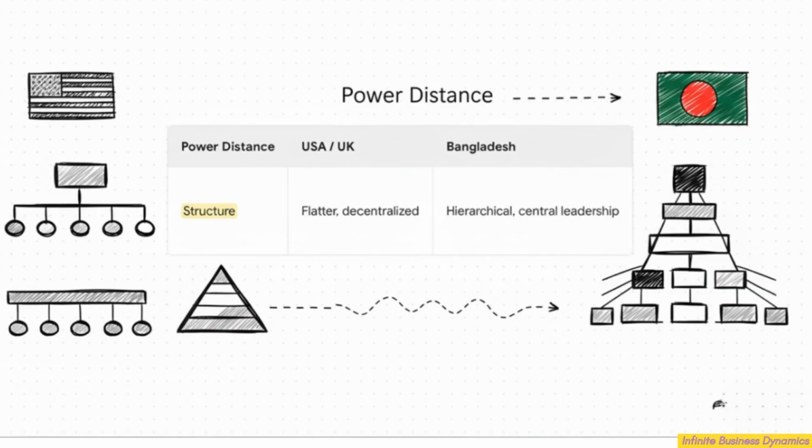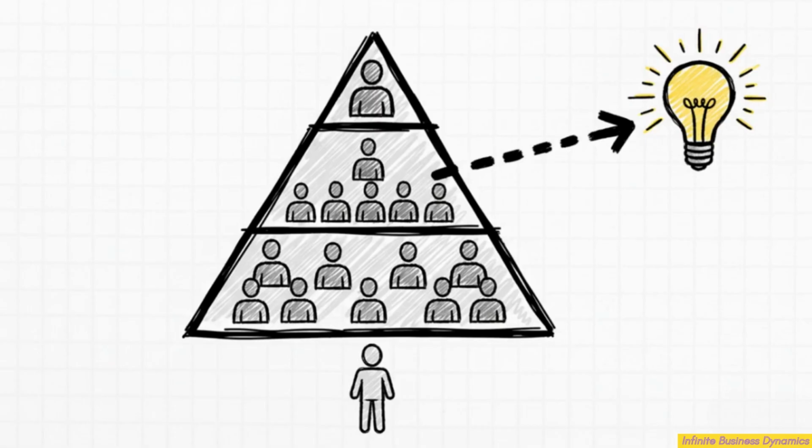So in the US and the UK, business structures are usually pretty flat. Authority is kind of spread out. But in Bangladesh, it's a completely different story. The structure is much more hierarchical. All the big decisions flow from the top, and senior leadership is everything. So what's the strategic takeaway for a Western company? It's actually crystal clear. If you want to get a decision made or a problem solved, you have to go straight to the senior leaders. That's how you make things happen.